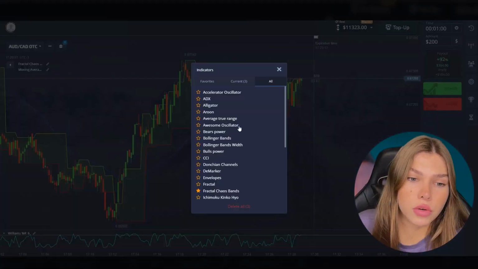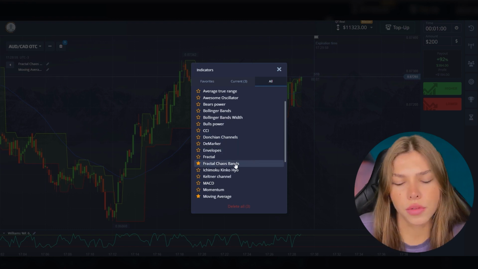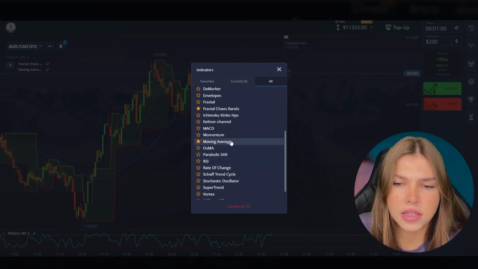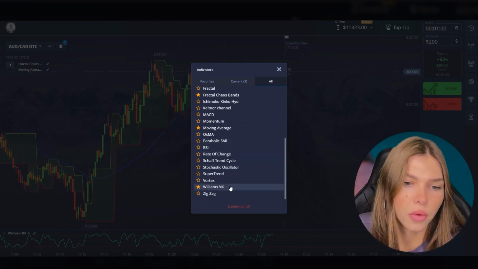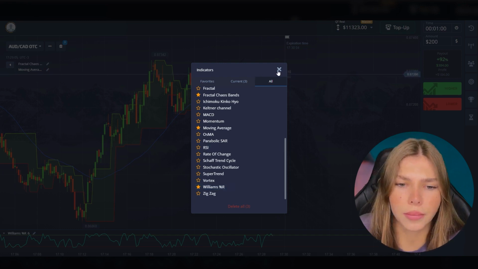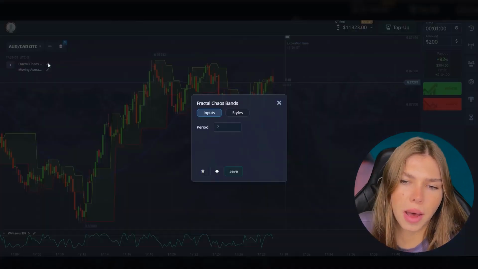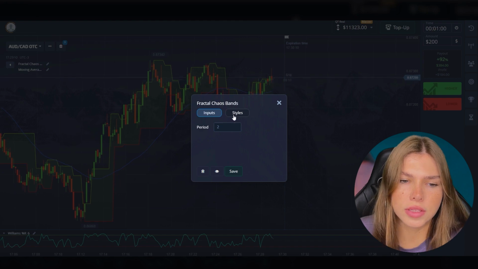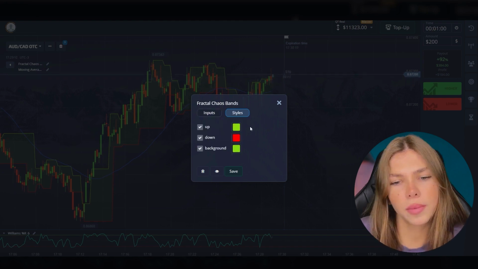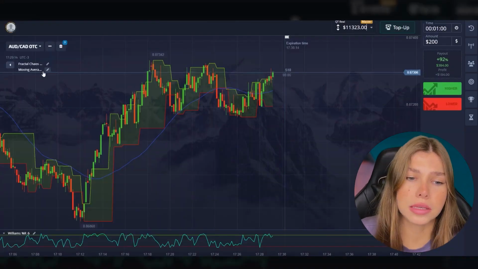Let's get to it. We only need 3 tools for this strategy, namely Fractal, Moving Average, that is the moving average, and Williams R. So let's move on to setting them up. For Fractal, we put period 2 in style. You can change the color, but I did not change the color because this color suits me.